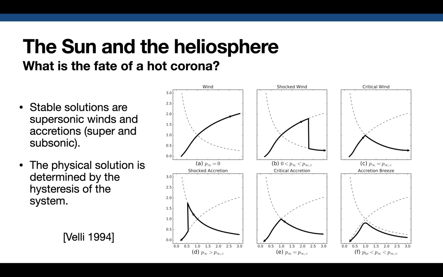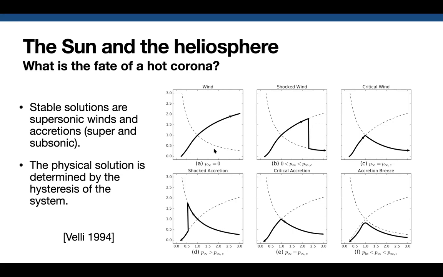Now when we look at the fate of this hot corona among this family of solutions that we can obtain doing the math, we have only the supersonic wind, the accretion, and the accretion breezes, because all the other solutions are either non-physical or unstable to acoustic perturbation. And this is a paper by Marco. And essentially, what is going to determine the eventual fate of the system is the hysteresis.